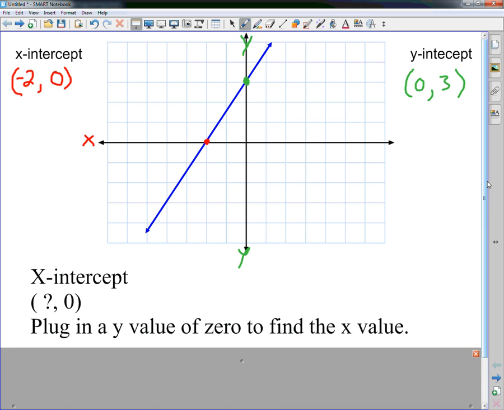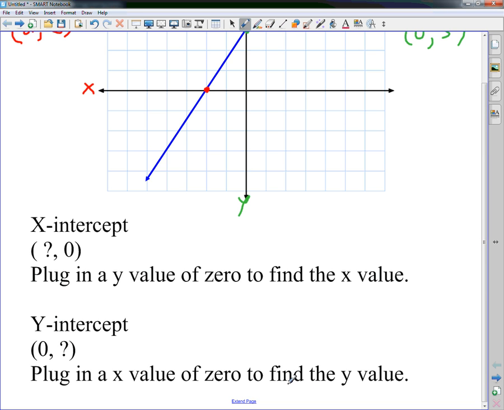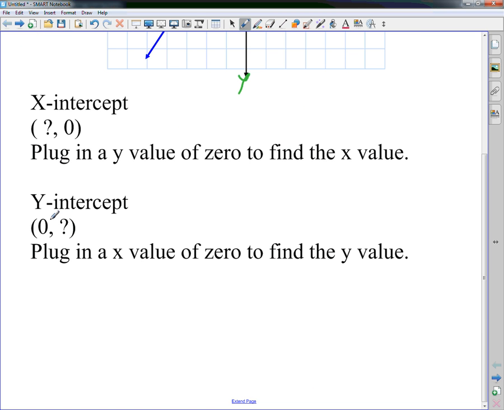For the y-intercept, notice your x value is 0. So at the y-intercept, I have an x value of 0, and I'm going to try to find the y value. To do that, I plug in the x value of 0 to find the y value. This is the process we're going to use when we have an equation and we're trying to find these 2 points. Again, if I'm moving too fast, remember you can always pause.